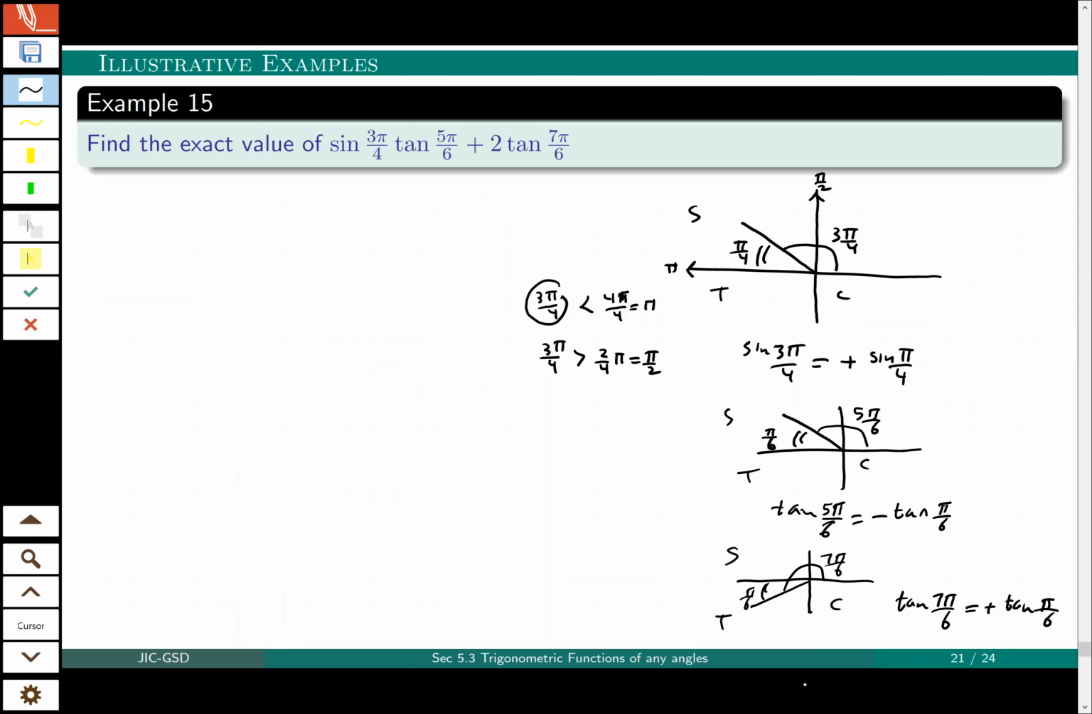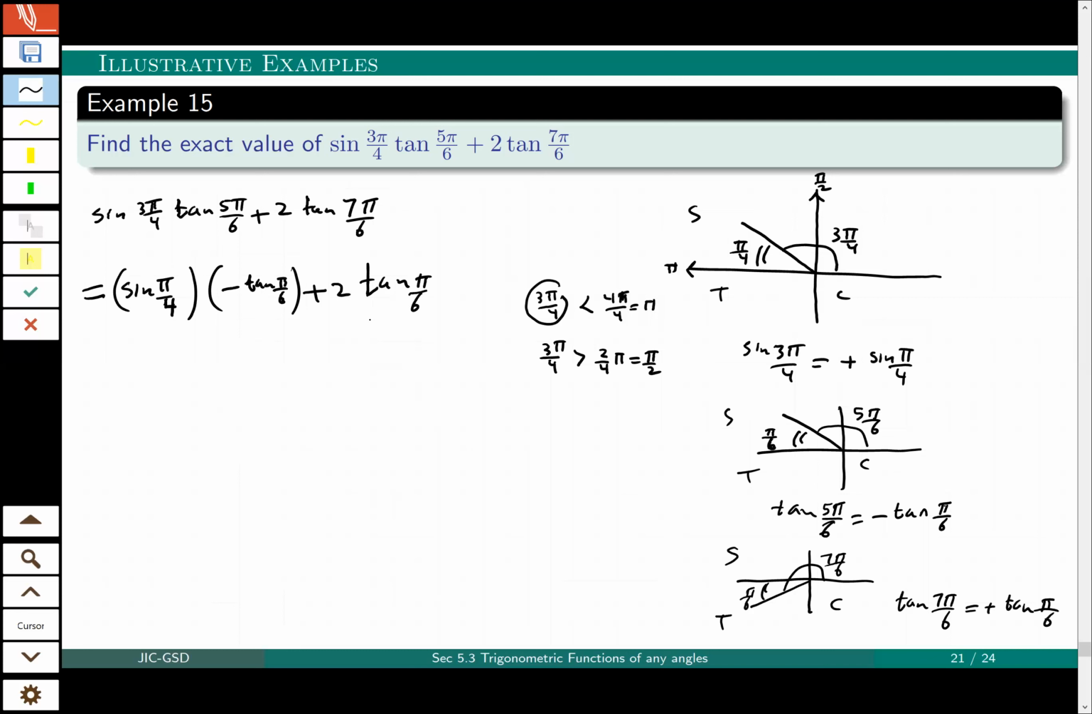So dealing with radians is even easier. So sine 3 pi over 4 times tan 5 pi over 6 plus 2 tan 7 pi over 6 is equivalent to, we said, sine 3 pi over 4 is the same as sine pi over 4. We said tan 5 pi over 6 is the negative of tan pi over 6, plus 2 tan 7 pi over 6, which is the same as tan pi over 6. Tan is positive.